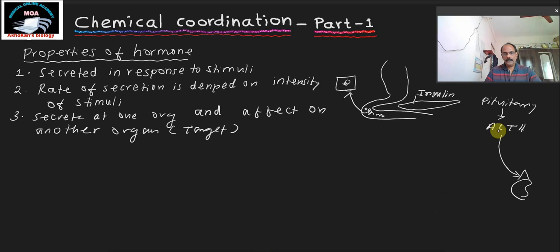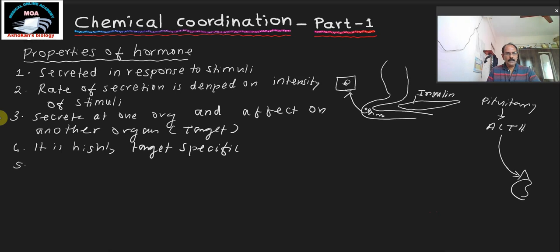Okay, so each and every hormone has a target organ. It is produced by a particular organ, particular gland, and affects the target organ. That is very important. So that means it is highly target specific. So that is the fourth point. It is highly target specific, because it is not acting anywhere, only on a particular target. That is another character of the hormone.